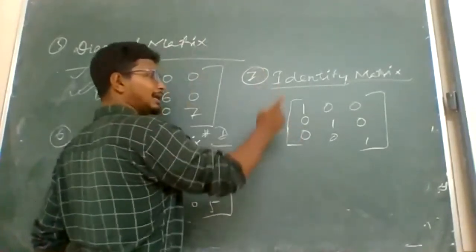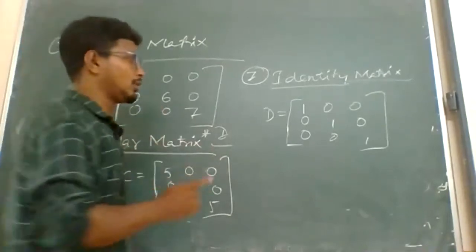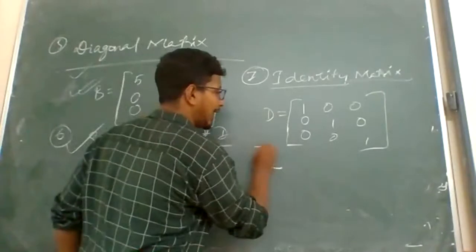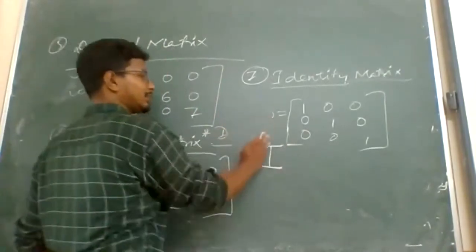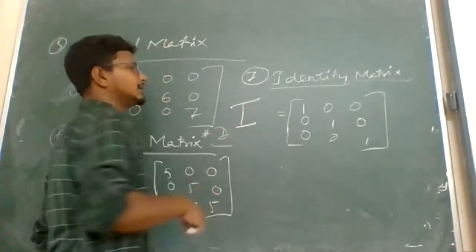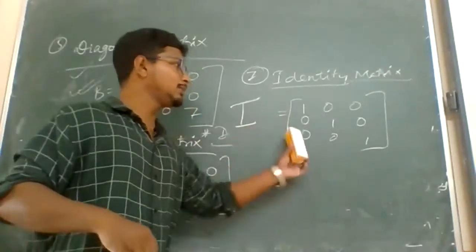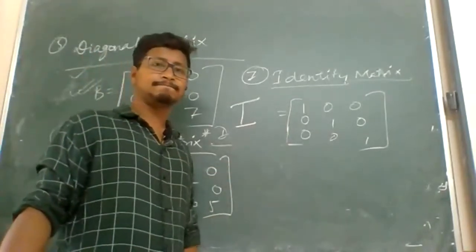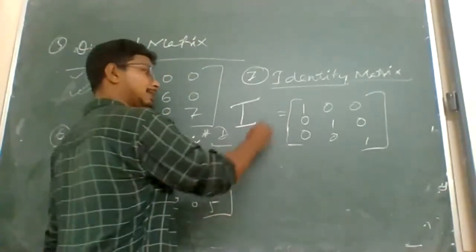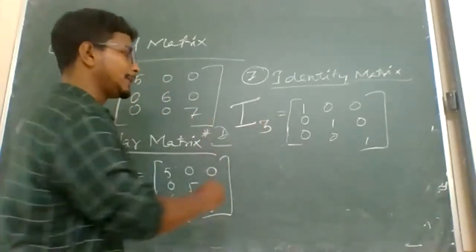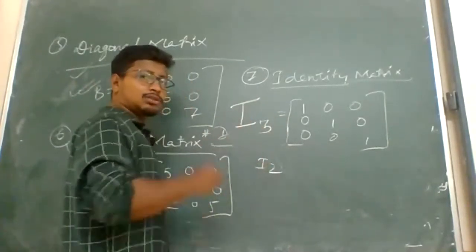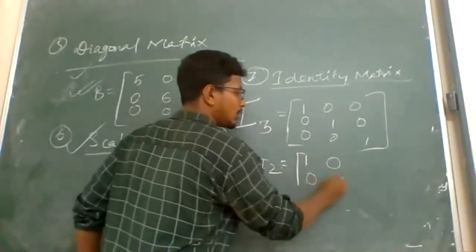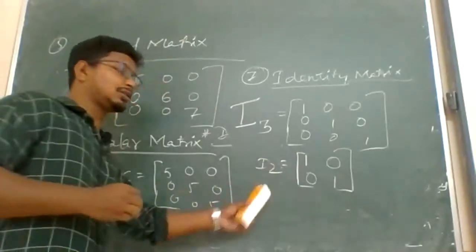For the identity matrix we have a notation also. The identity matrix is denoted by the symbol I. What is the order here? 3 by 3, but we write only order 3. Now, if I ask you to write an identity matrix of order 2, that will be 1 0, 0 1. So this is our identity matrix of order 2.